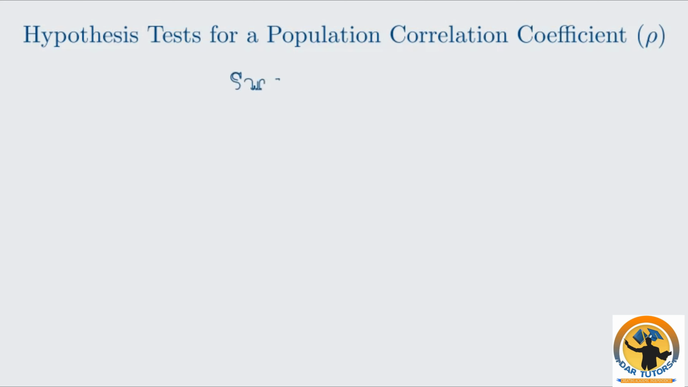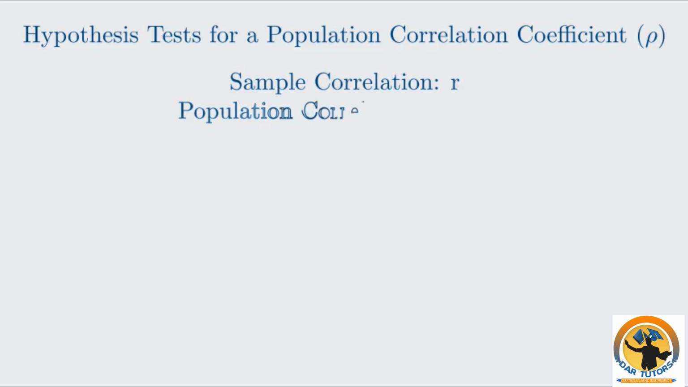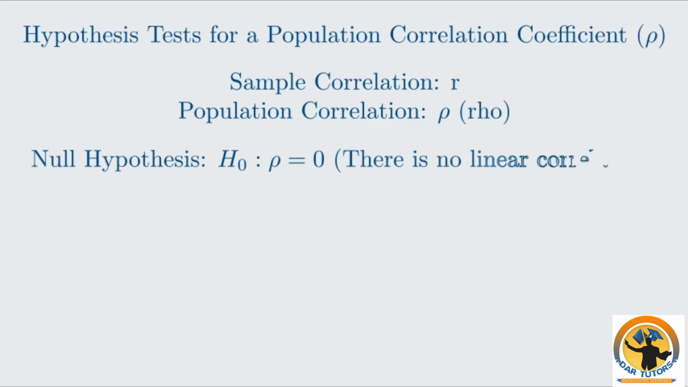The true, unknown correlation coefficient for the entire population is represented by the Greek letter rho, ρ. It's pronounced "roh". Our goal here is to use the sample correlation r to make inferences about the population correlation ρ. Our null hypothesis is always that there is no linear relationship in the population. In statistical terms, this means the population correlation coefficient is 0. So our null hypothesis is always H0: ρ = 0.